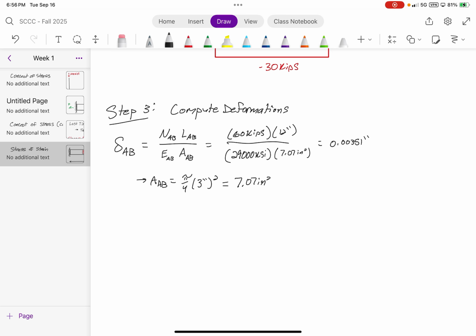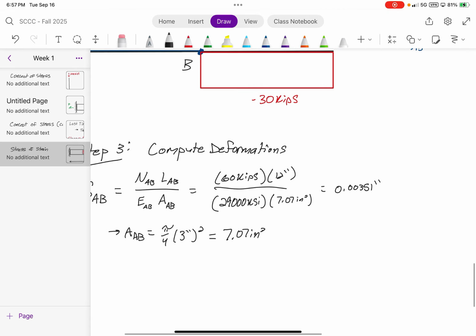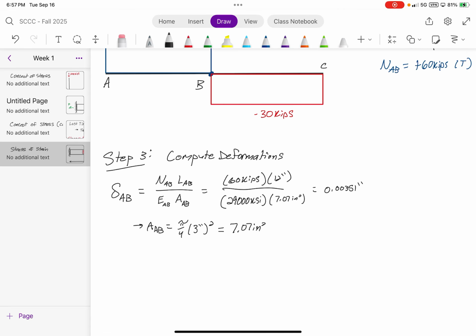Does everyone get that for the deformation? So if you put all of that into a calculator, you should get 60 times 12 divided by 29,000 times 7.07. You should get 0.00351. And that's just a deformation, which means that the strain is magnitudes smaller.